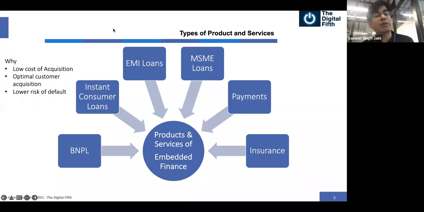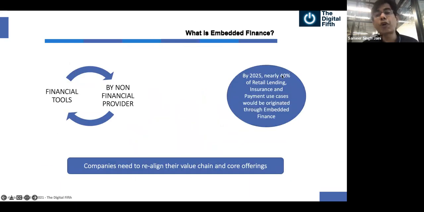And of course, we hear of buy now, pay later as one product of embedded finance. We hear about instant loans, EMI loans, MSMEs. We have been able to do a lot of MSME loans on supply chain platforms, and payments have been there all over, right? Insurance, InsurTech is also there, with people like Discovery building in the market, right? So generally a great movement. And again, I will keep coming back to this: over a period of time, 40% of retail lending, which includes retail lending plus MSME small ticket loans, will all move to embedded finance platforms.